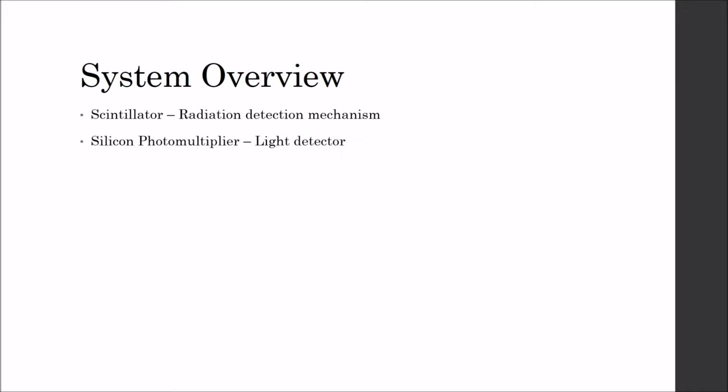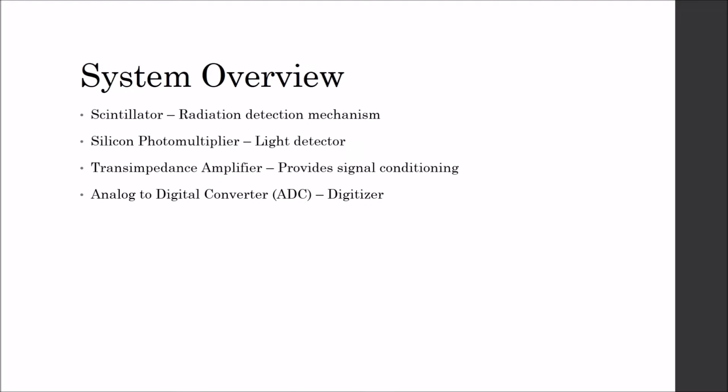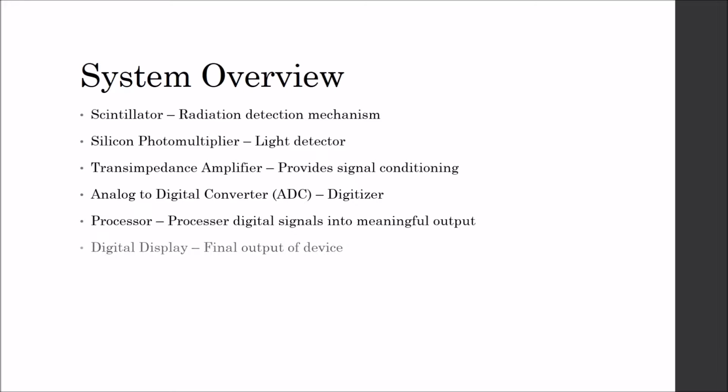Now let's look at the system overview for the actual device. Components will include a scintillator, the silicon photomultiplier, transimpedance amplifier, analog to digital converter, processor, digital display, cooling system, and a housing module to contain everything.